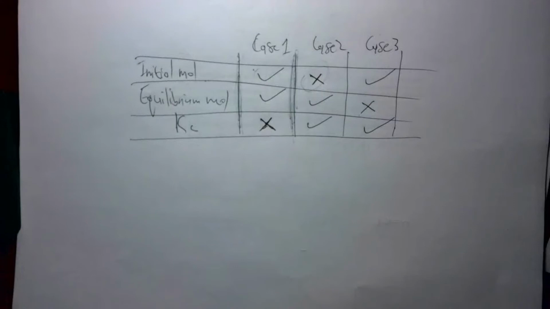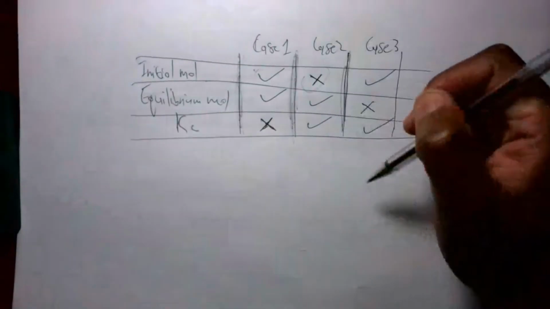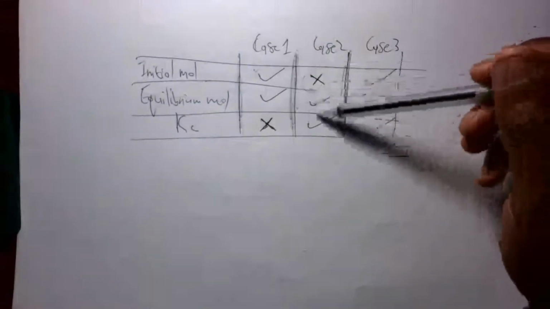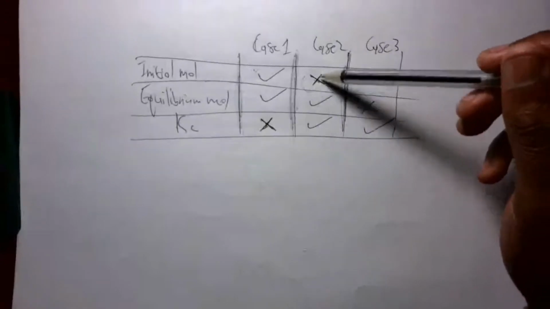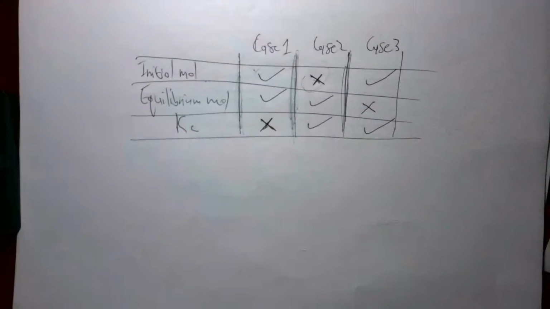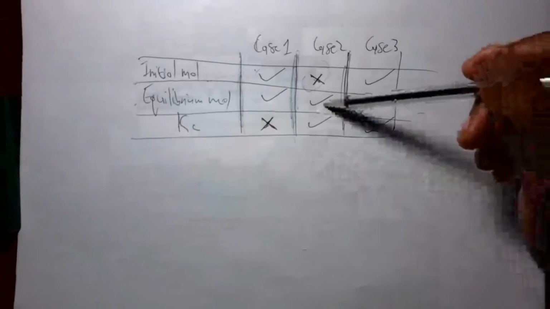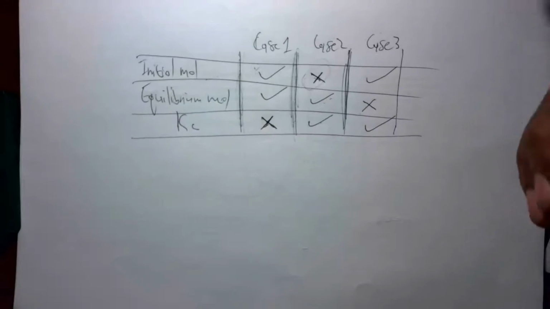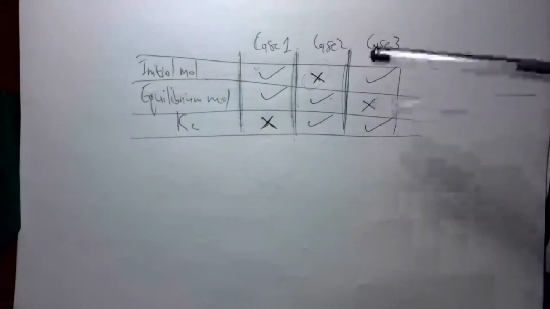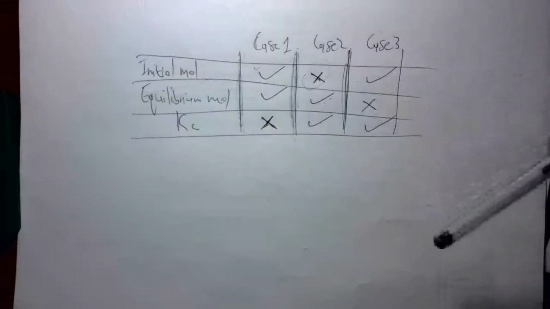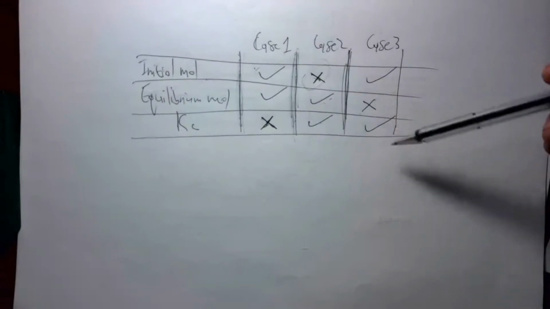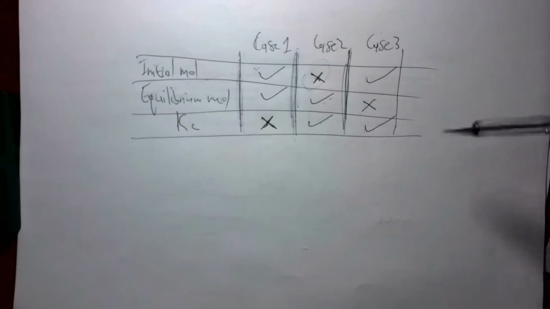Okay, so right now we just discussed case 2 where you will be asked to calculate the initial amount or initial moles of a substance, and you will be provided with some information about the equilibrium amount, and you will also be provided with the Kc. So now what we are going to be doing next is case 3, where we will be provided with the initial mole and we do not have anything for the equilibrium, and then we will also be provided with the equilibrium constant.